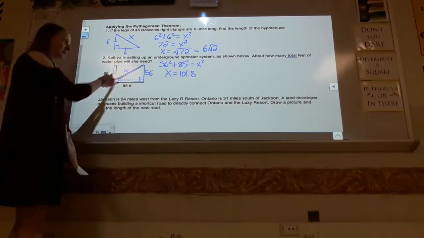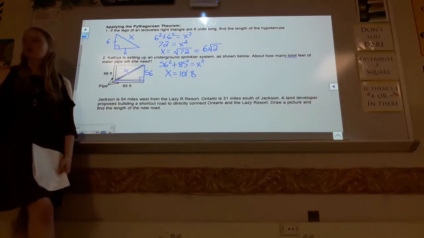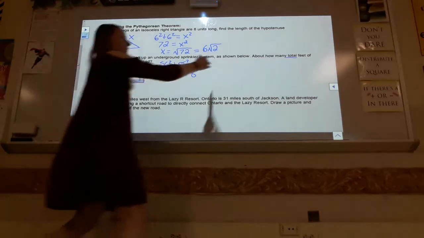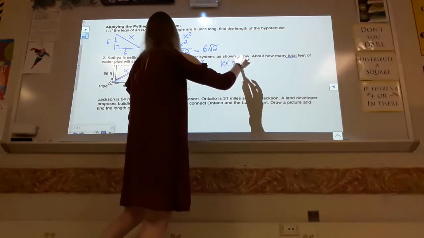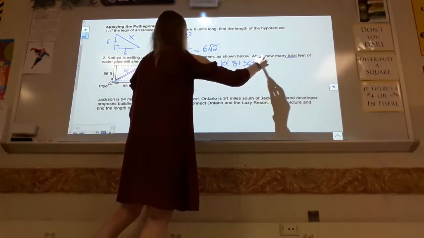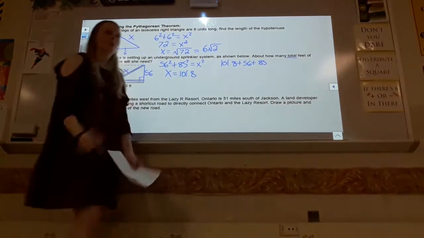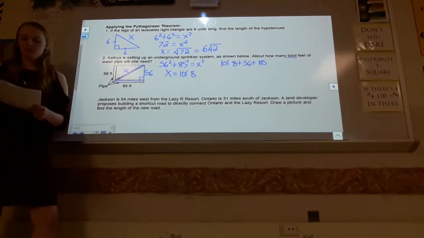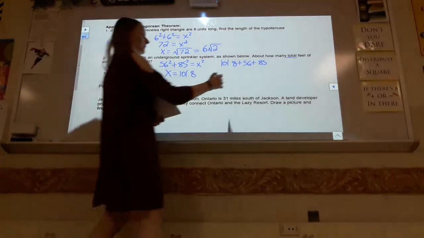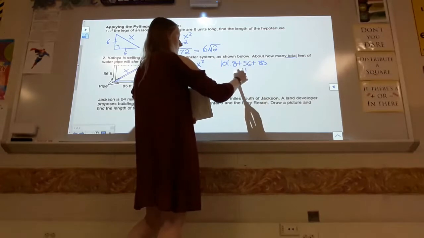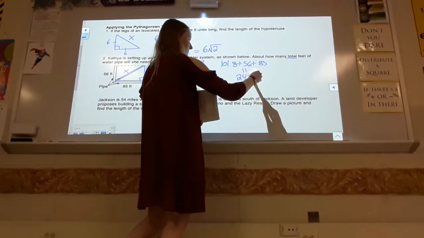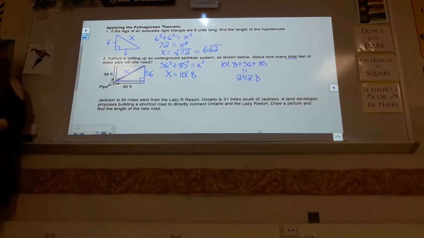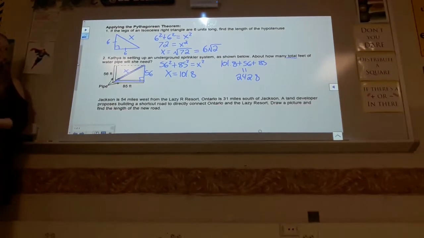but you wouldn't choose that because they weren't asking for just this pipeline, they were asking for the total. So now I have to take this slanted one and add it on to the vertical and the horizontal. You're going to do 101.8 plus 56 plus 85. What would be your grand sum of all of that? Hopefully you get that. Okay, so again, that's a tricky one.